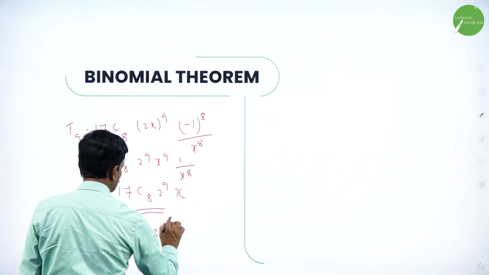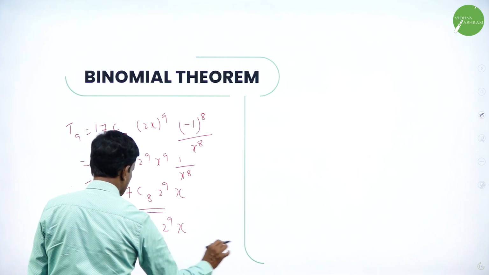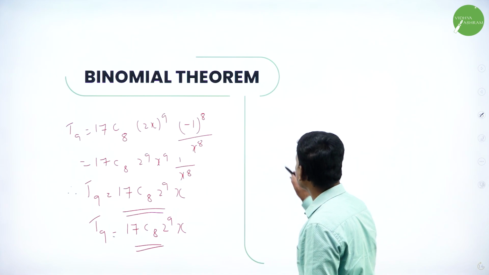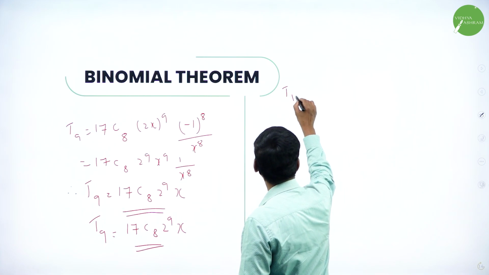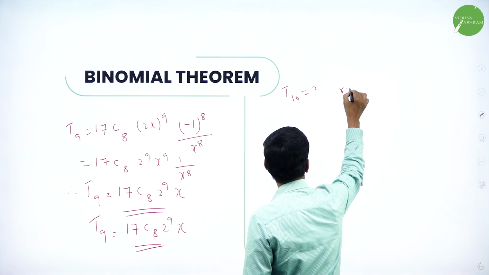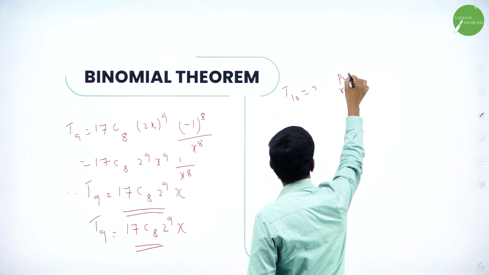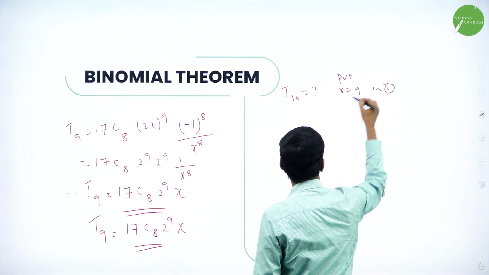17C8, 2 to the power of 9 into x. Okay. Now, to find the 10th term, t10, r is equal to 10 minus 1, which is 9. Put r is equal to 9 in equation number 1.